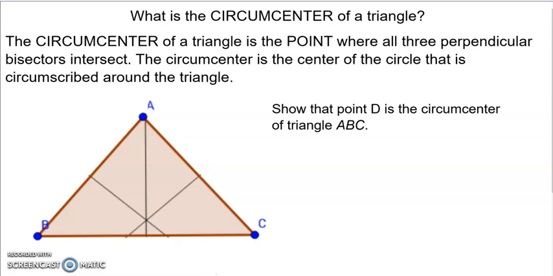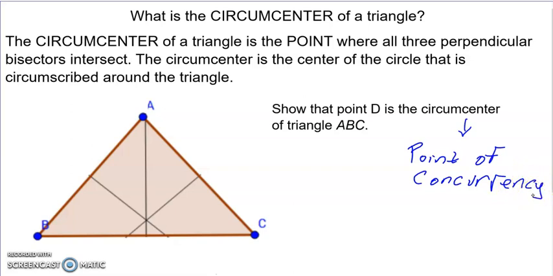So what is the circumcenter of a triangle? A circumcenter of a triangle is the point where all three perpendicular bisectors intersect. It's called a point of concurrency. When we have more than one line intersecting, that's called a point of concurrency. So a circumcenter is a point of concurrency, and it's called a point of concurrency because more than two lines intersect. Concurrent, there we go. Had trouble spelling it.